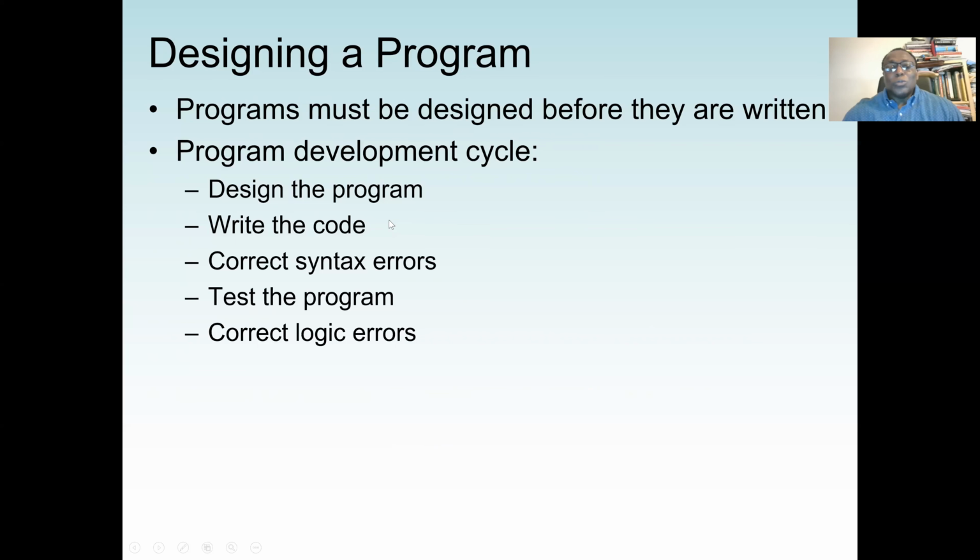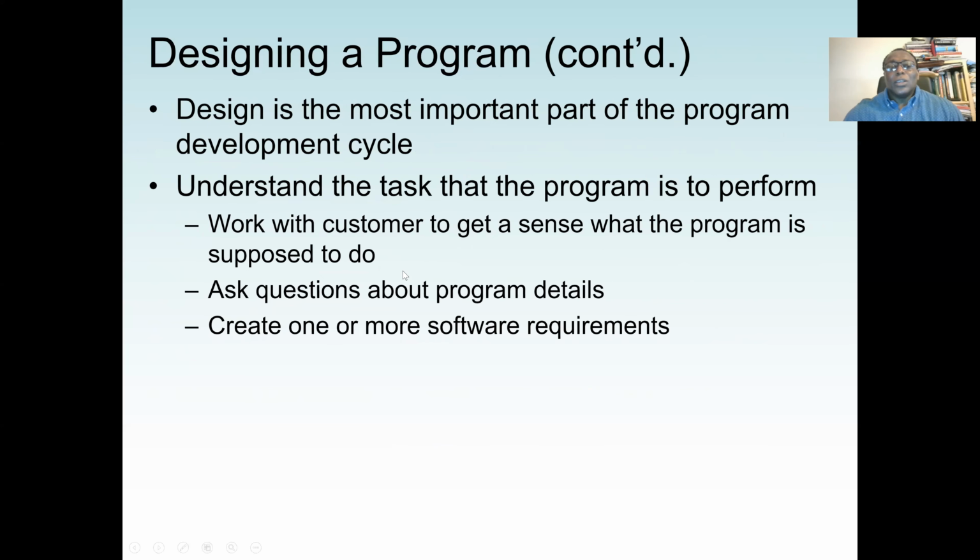When we write code, most likely we may make some errors, so we have to correct our errors. Then we test the program. If there's any error again, we have to correct those errors. So those are again a very straightforward, very simple process in developing software or writing a program. So here we said design is the most important part of the program development cycle.